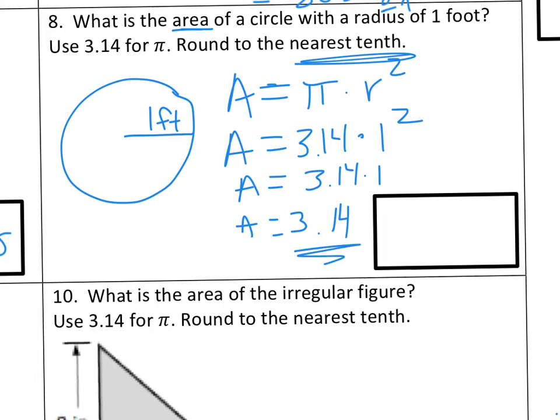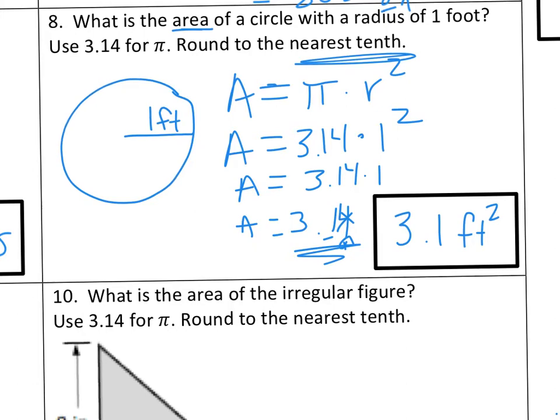Well, we have to look at this 4 here. Is that 5 or greater? Nope. Drop it off. So it's actually 3.1. And we're measuring in feet. And we're talking about area, so we're talking squares. 3.1 square feet would fit in a circle that has a radius of 1 foot.